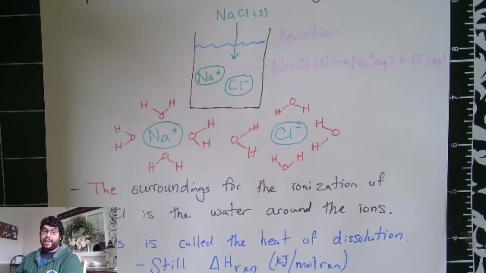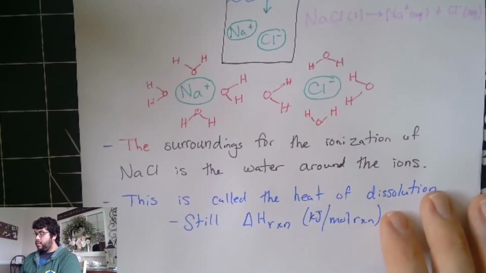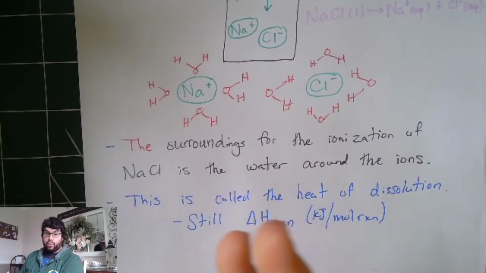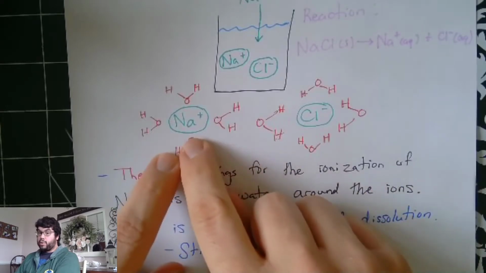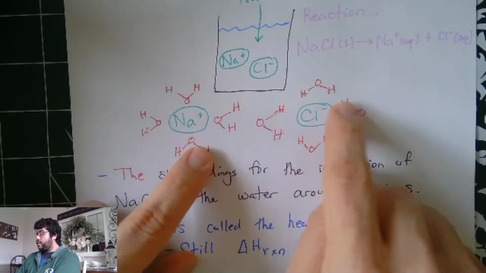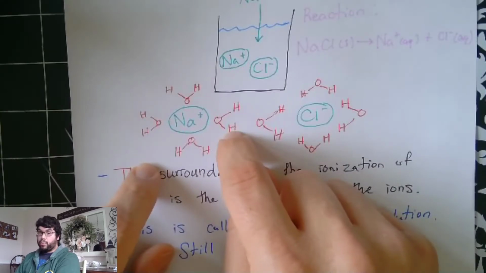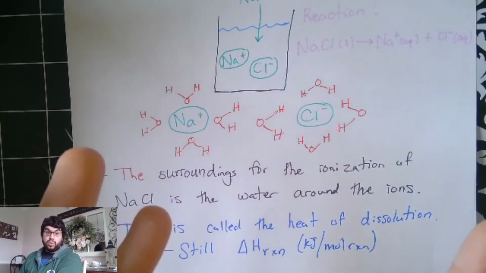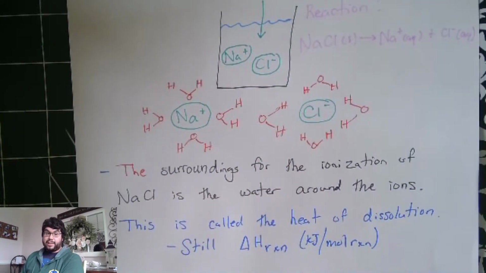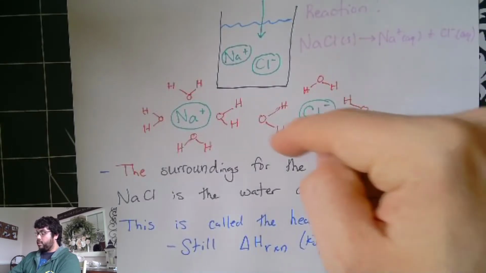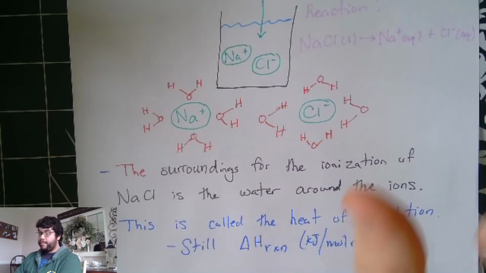Now, when it does that, there's some heat exchange. Where does that heat go? Well, the heat is either going to be taken from the water molecules, which are bumping around the chlorides and the sodiums, or the sodiums and chlorides are going to give heat to the water. We don't know until we actually do the reaction. So the surroundings in this case for the ionization of NaCl are going to be the water molecules. And that is what we can measure. We can measure the temperature of the water by using a thermometer.